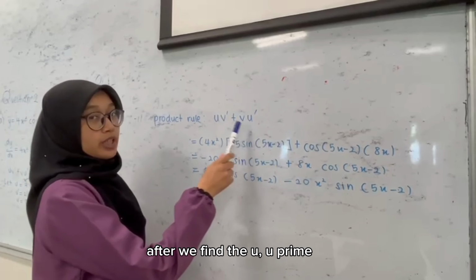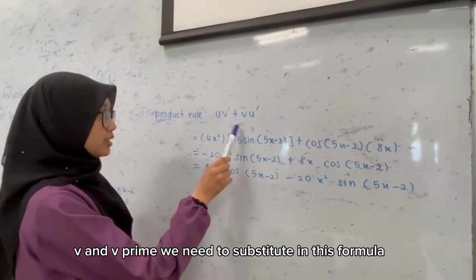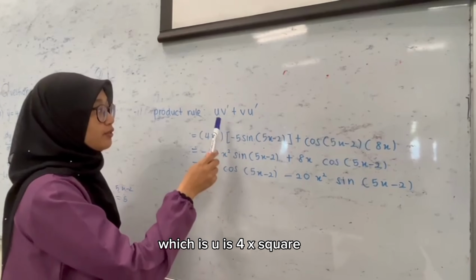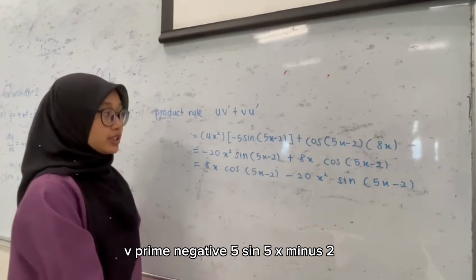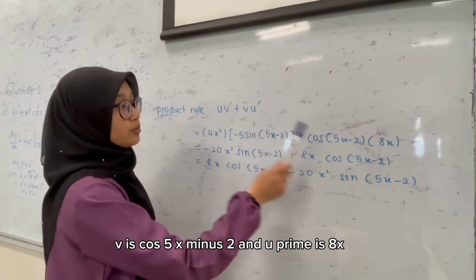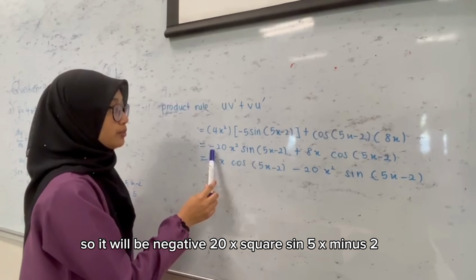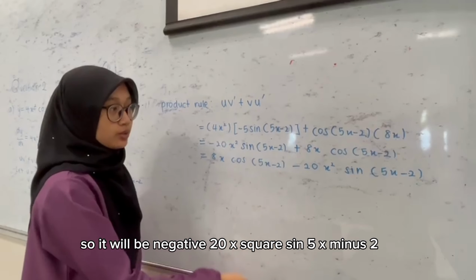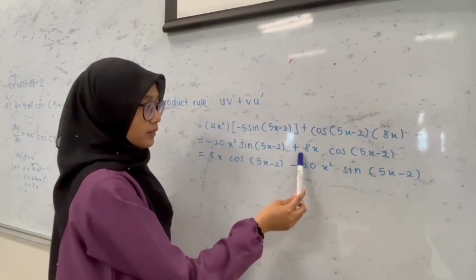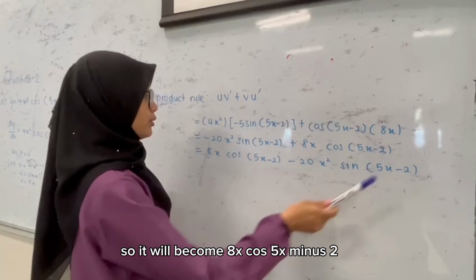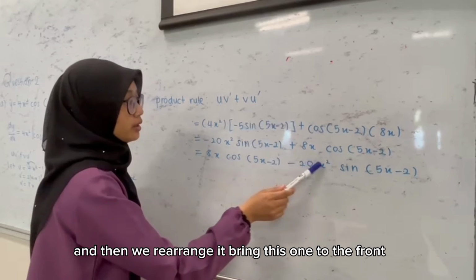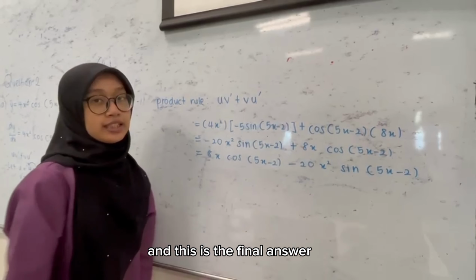After we find u prime, v and v prime, we need to substitute into this formula, where u is 4x squared, v prime is -5 sin(5x - 2), v is cos(5x - 2), and u prime is 8x. Then we multiply -5 with 4, so it will be -20x squared sin(5x - 2). Then bring the x to the front, so it becomes 8x cos(5x - 2). Then we rearrange it, bring this one to the front, and this is the final answer.